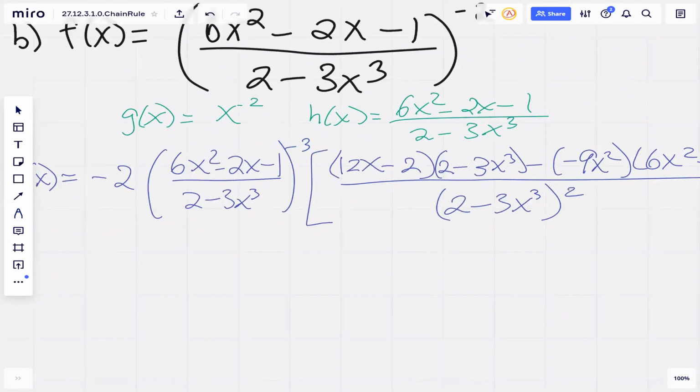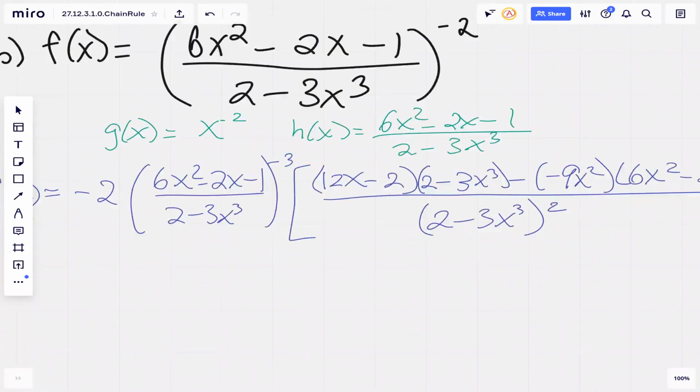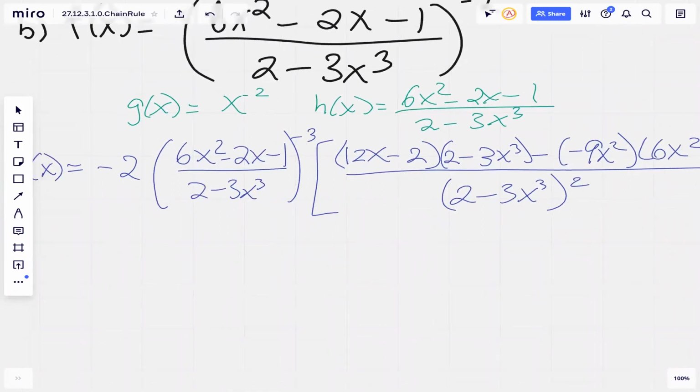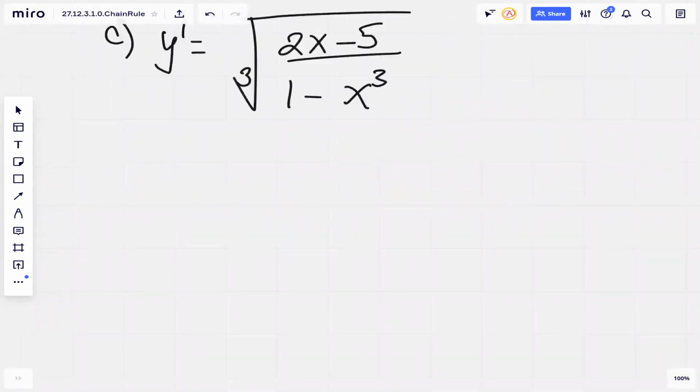And that's our derivative. We can take the time to simplify it, but the main thing is identifying your two functions, or maybe even three functions, g and h, and then taking the derivatives. All right. So what do we have left? We have one more.